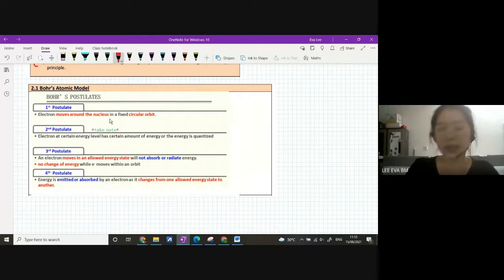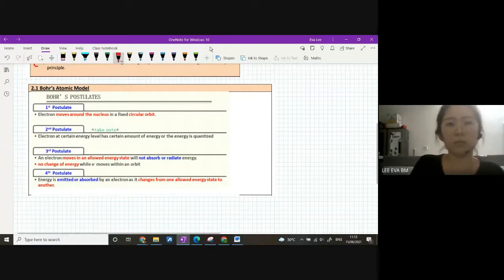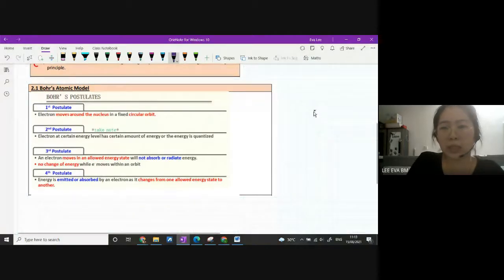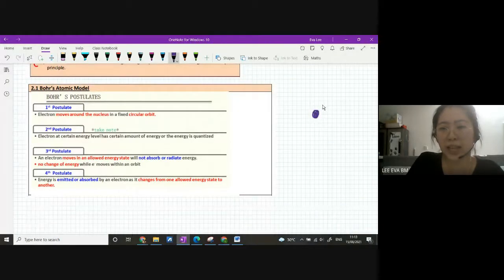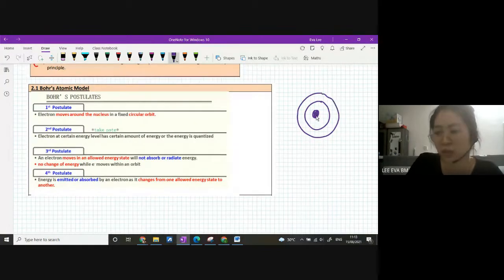So maksudnya apa yang awak belajar sebelum ini? So contoh, hold on. Benda yang awak belajar sebelum ni, kita ada nucleus, and then surrounding your nucleus, we have the orbit. Inside the nucleus, we have our proton and also neutron. And then the electron moves around the orbit. So this is what you learned before as an atomic model. So this is our first postulate. We say that the electron moves around the nucleus in a fixed orbit. That is the first postulate, the first idea, the first concept.